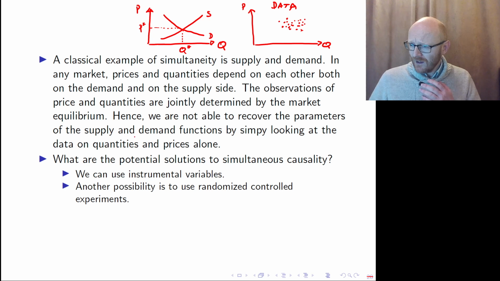So, what are the potential solutions to this simultaneous causality problem? Well, you can use instrumental variables. We'll look into that in a later lecture. And another possibility is to use a randomized controlled experiment, which is in most markets not viable, but on a small scale it's sometimes viable.